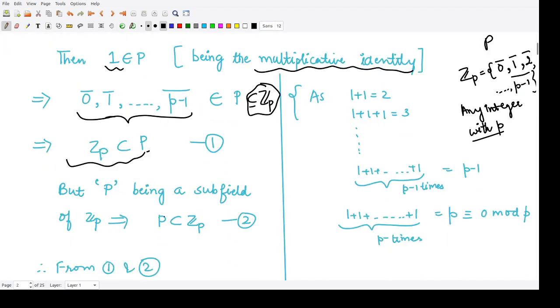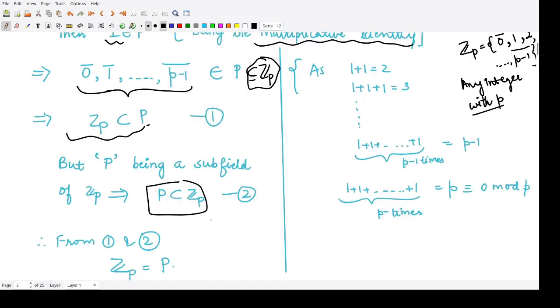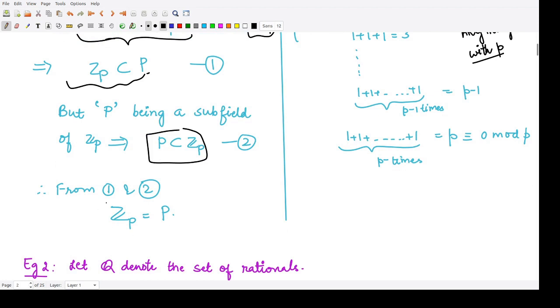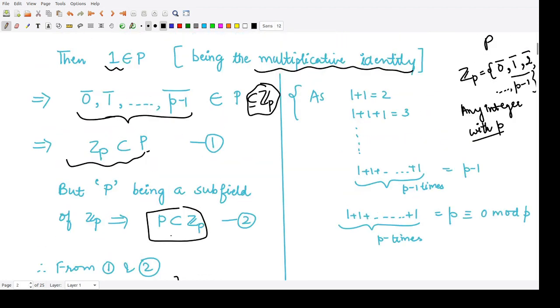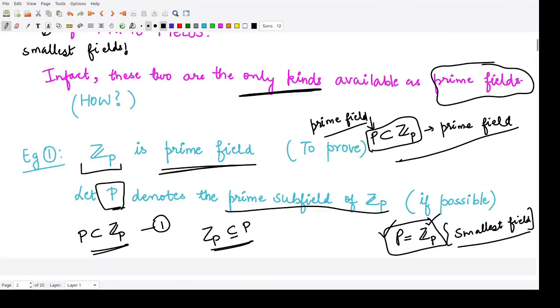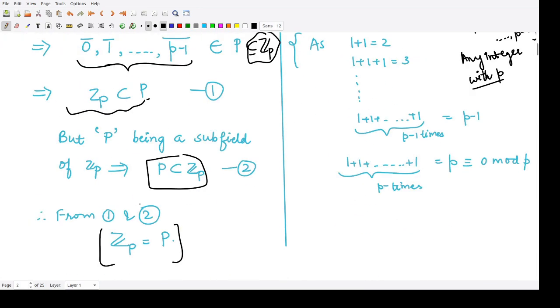Another thing, because P is a subfield of ZP, that means P is contained in ZP. So from equation 1 and equation number 2, we can conclude that they are equal. So from here we have shown that ZP is a prime field. So let us see the next example.